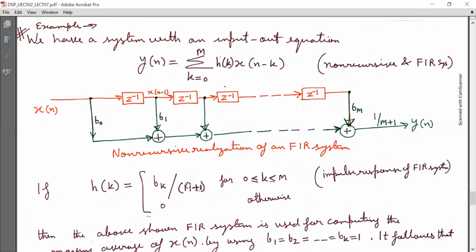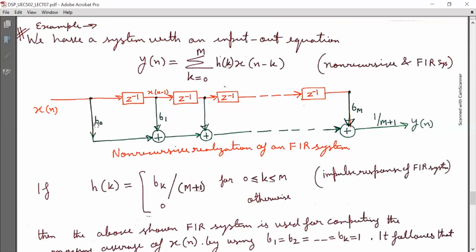So look at this. In the denominator, M plus 1 is there. So I can consider it as a constant coefficient, that is 1 over M plus 1. So I will implement it like this: x[n] as input, y[n] as output.